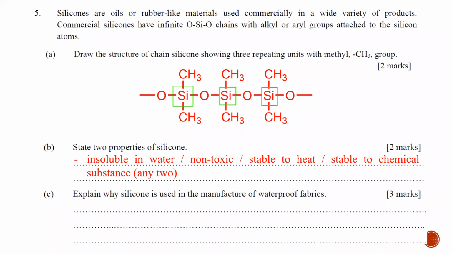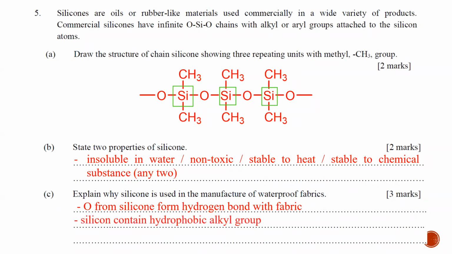So in here you have oxygens. The oxygens in here will form hydrogen bonds with the fabric, because fabric is mainly made of cellulose which contains OH bonds inside them. So silicone contains the hydrophobic alkyl group. This will form the barrier to repel water, or it can act as a water repellent in here. Okay, so this is how the silicones are applied in fabrics to make hydrophobic properties. Okay, so that is how you are going to answer question number 5.